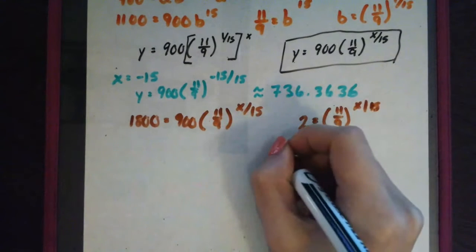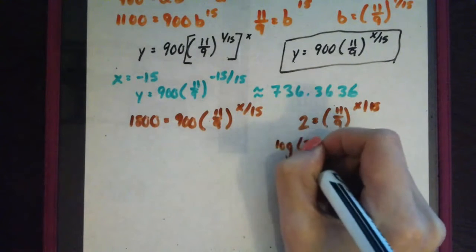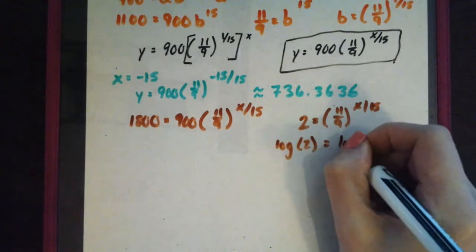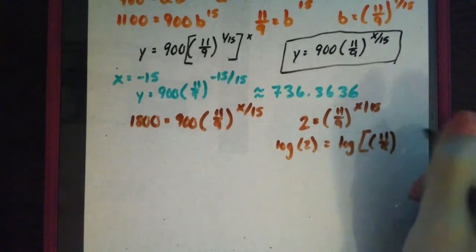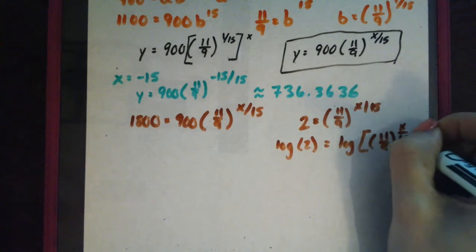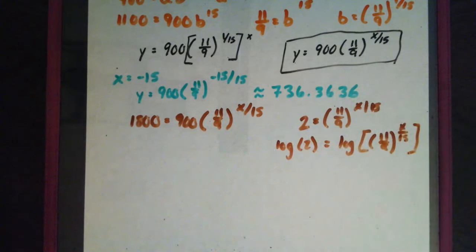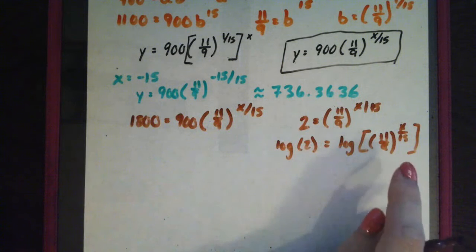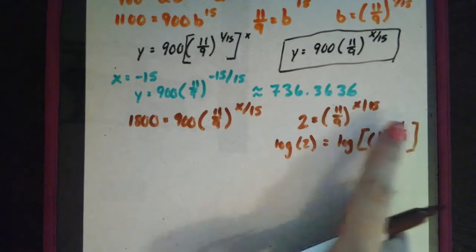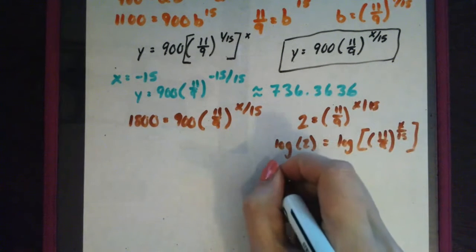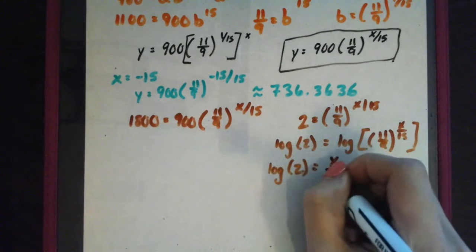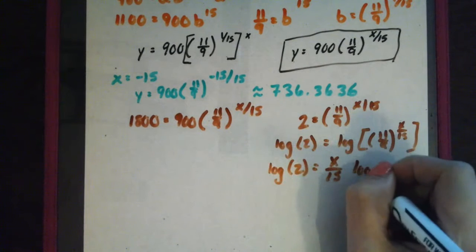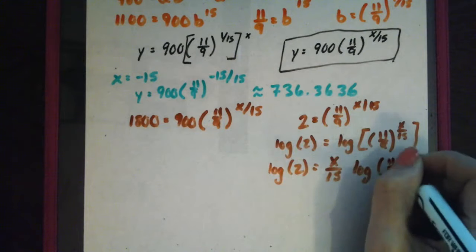I can take the log of both sides, so that the log of 2 is equal to the log of 11 ninths raised to the x over 15 power. But I can use Amanda's favorite log rule, or the exponent rule, to bring this x over 15 out front, so that I have the log of 2 is equal to x over 15 times the log of 11 ninths.